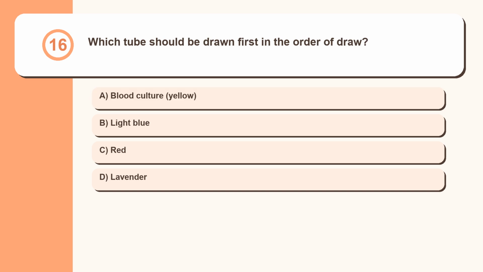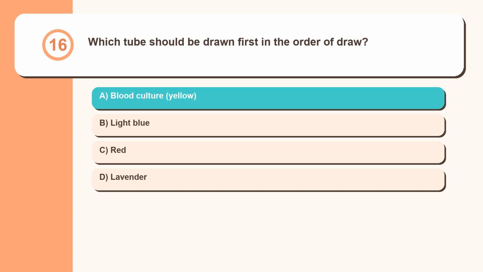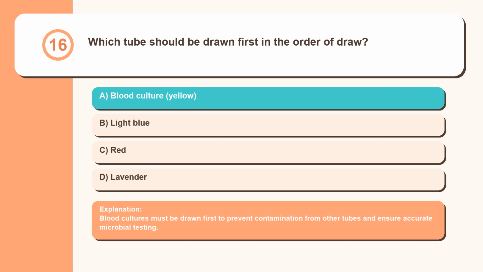Question 16. Which tube should be drawn first in the order of draw? Blood culture, yellow, light blue, red, lavender. Blood cultures must be drawn first to prevent contamination from other tubes and ensure accurate microbial testing.